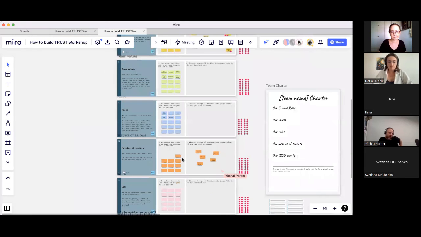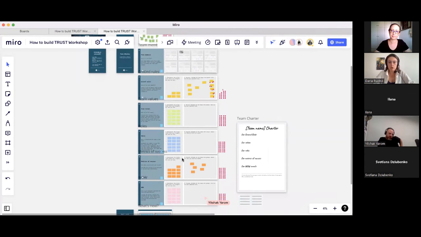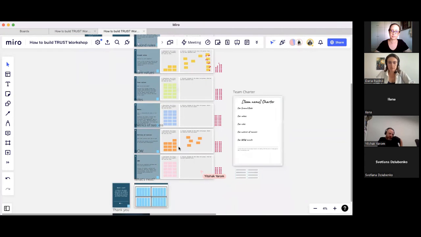Okay, so again, just a quick look at the team charter as a whole. The first is team members. We know who's on the team. Then the ground rules. We know what rules we are following so that we can work together effectively. Then the team values. How do we want to achieve great results? Then roles. Who do we need on our team to be successful? Metrics of success. How do we know that we are successful, that we are efficient?